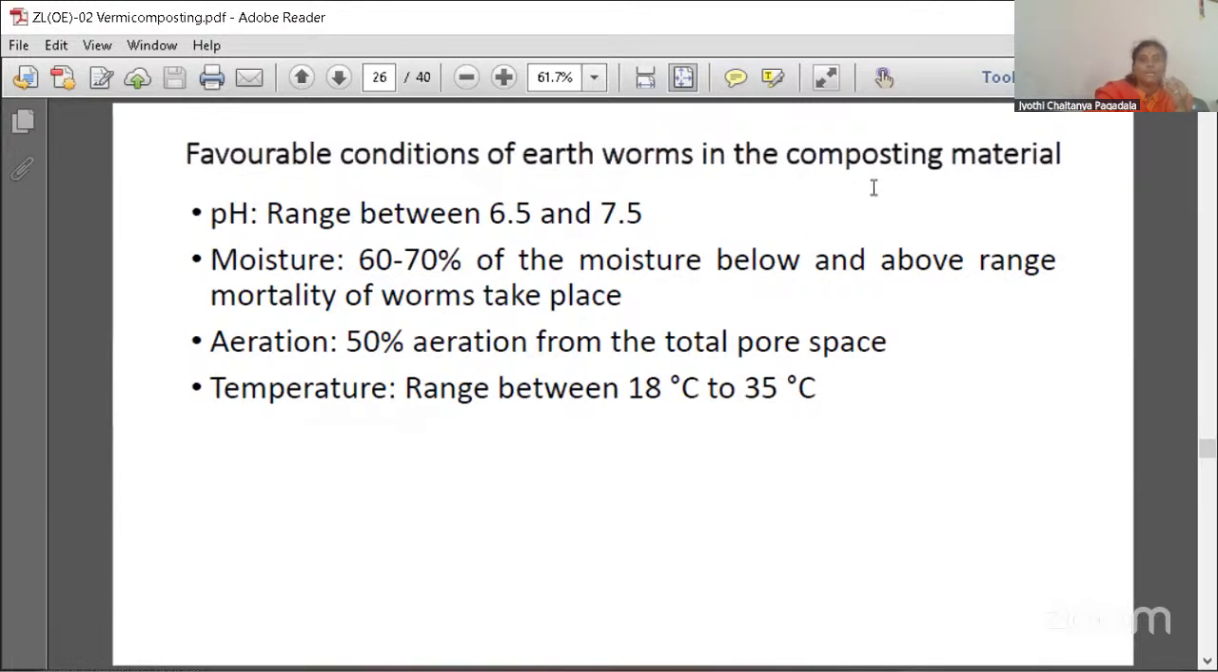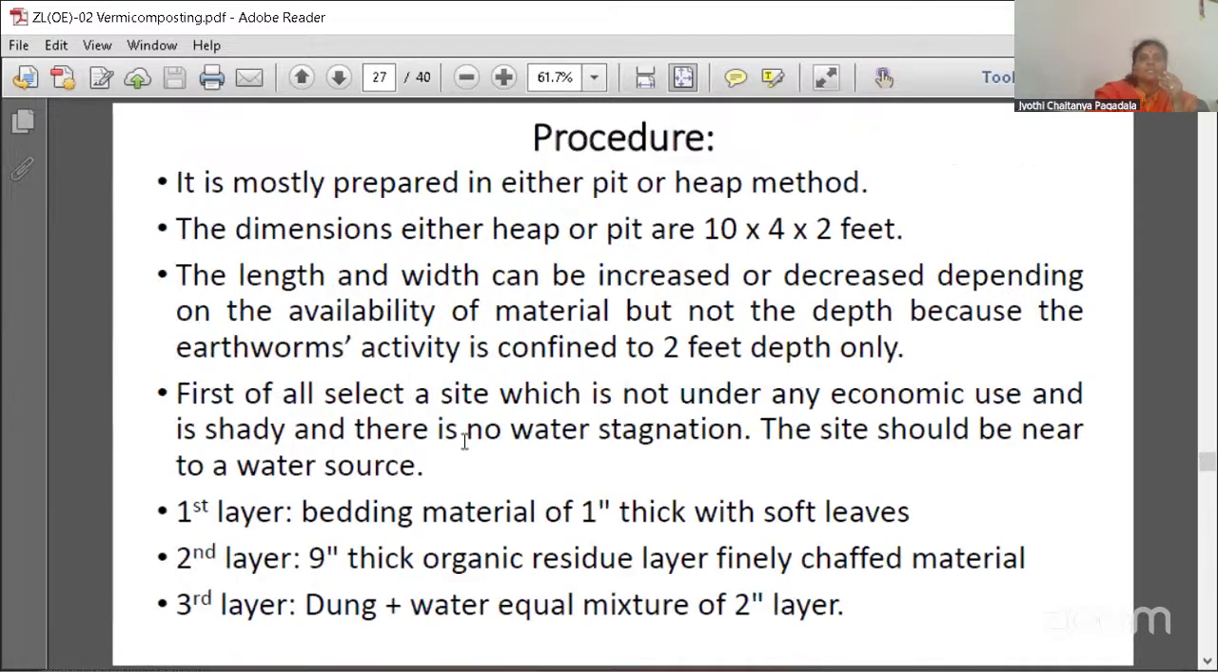Here, the favorable conditions for the earthworms in the composting material: pH should range from 6.5 to 7.5. Moisture should be 60 to 70%. Above the range, mortality or death of the worms may take place. Aeration should be there, 50% of the total pore space, and the temperature should range from 18 degree centigrade to 35 degree centigrade. So care should be taken during the rainy season and the summer season.